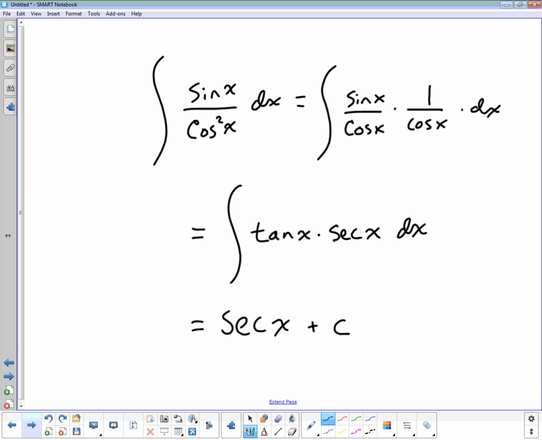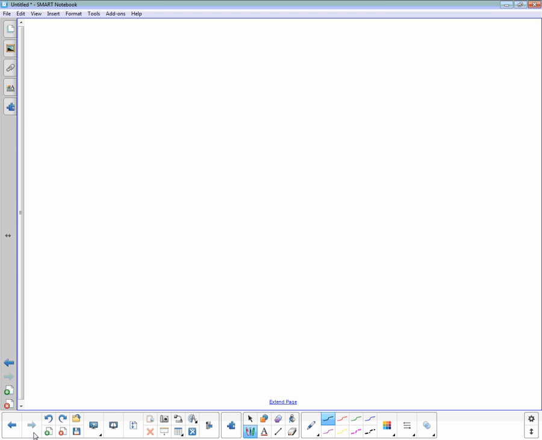All right. So let's do a word problem, shall we? We have a ball thrown upward with an initial velocity of 64 feet per second.